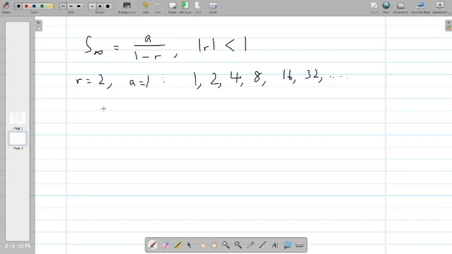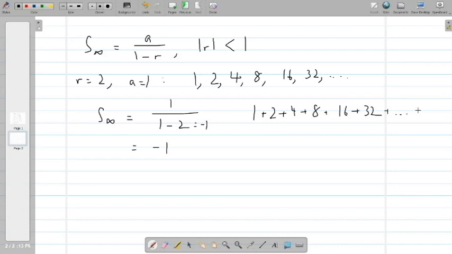Suppose we plug this into the formula. A here is 1, and the ratio here is 2 because every term is multiplied by 2. Well, 1 minus 2 is negative 1. So 1 divided by negative 1 is negative 1. That means that 1 plus 2 plus 4 plus 8 plus 16 plus 32 plus ... is equal to negative 1?